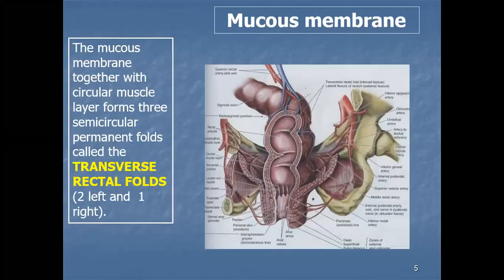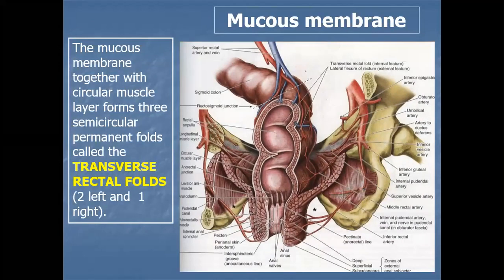Coming to the mucous membrane inside, the mucous membrane together with circular muscle fibers forms three semicircular permanent folds called the transverse rectal folds. If you see here, the wall becomes so thick that it makes folds inside. These are called transverse rectal folds. There are two on the left side and one on the right side. So these are the three transverse folds which you can see from inside in the mucous membrane.